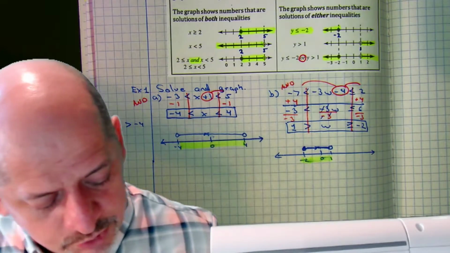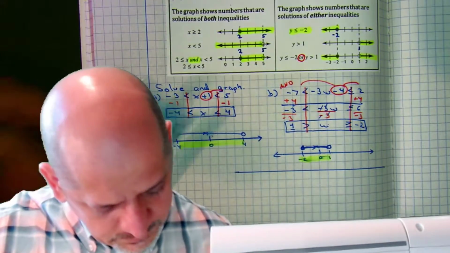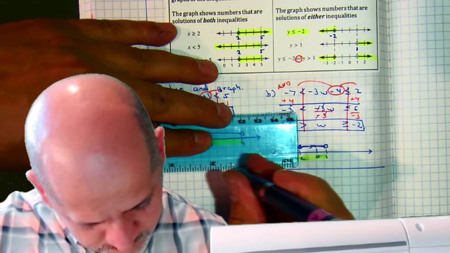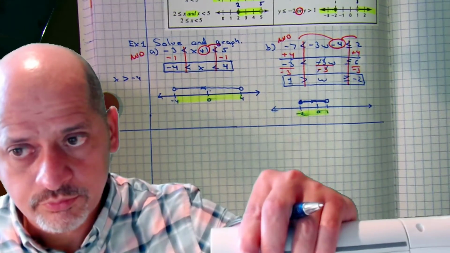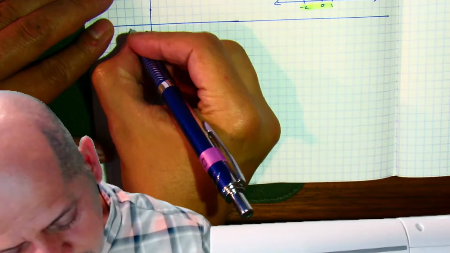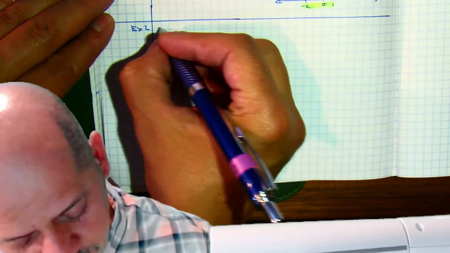So let's try example number 2. Let's go and make a line through, and then we just have example number 3, and that's it for today. Example number 2. So in example number 2, we're going to solve and graph once again.